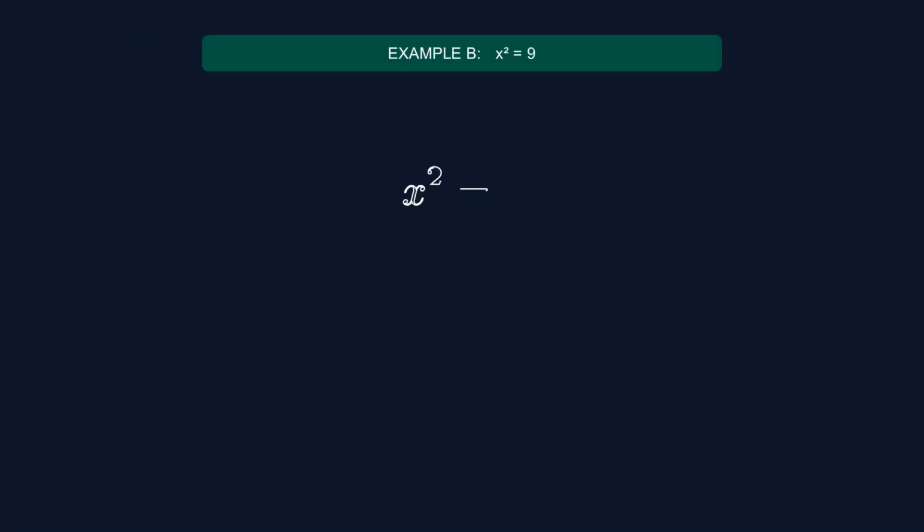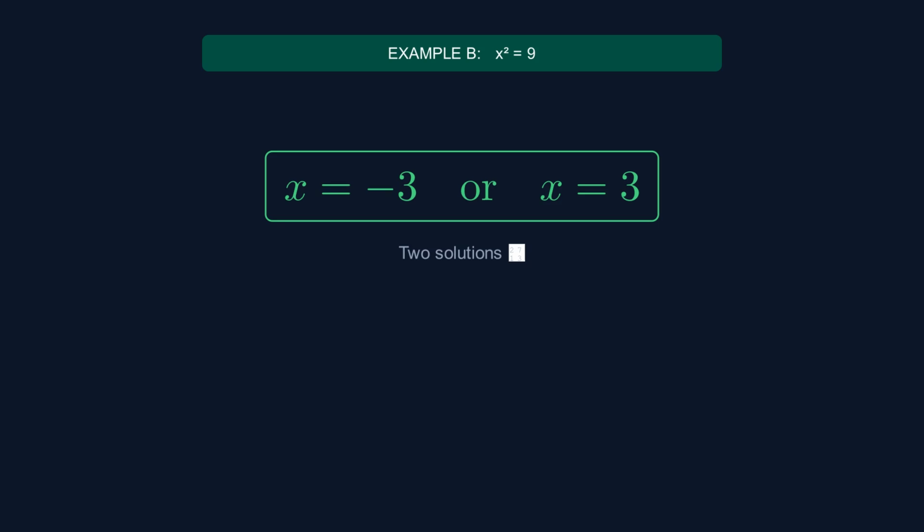Another example, x squared equals 9. Subtract 9 from both sides. This is a difference of two squares. So our answer is either negative 3 or 3.